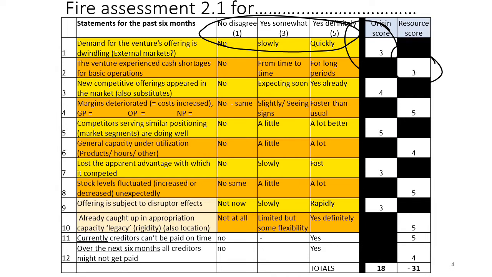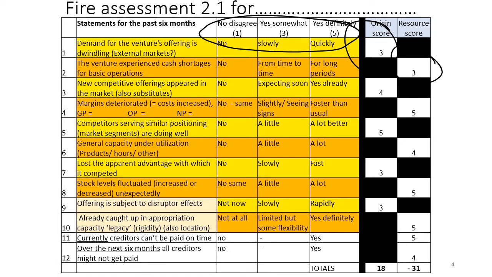Number 6, general capacity underutilization. You can look at products, maybe hours worked or anything else that you use for capacity measurement. No, a little or a lot. Number 7, lost the apparent advantage with which it competed. People think that they have a competitive advantage, but now they don't have it anymore, and that judgment is quite important. Number 8, stock levels fluctuated. That can increase or decrease. We see both of them indicating a level of distress. No, they are the same, there's a little change or a lot.